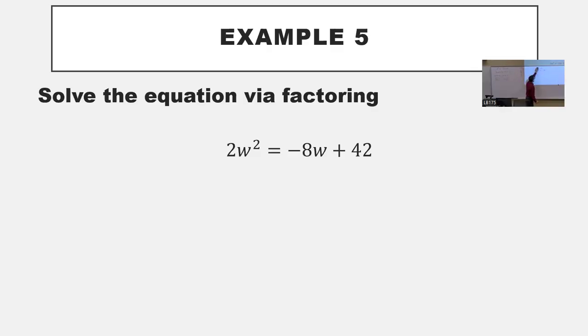Now, obviously, they don't always have to. These quadratic equations, in order to solve them, they don't always have to start equaling 0. We can force them equaling 0. We can also start with coefficients on the w squared or the x squared. In this case, we have our variable as w rather than x. So let's solve this quadratic equation via factoring. 2w squared is equal to -8w plus 42.